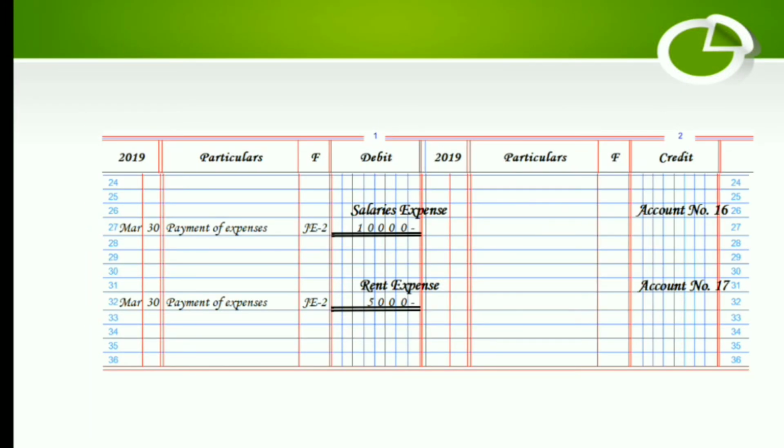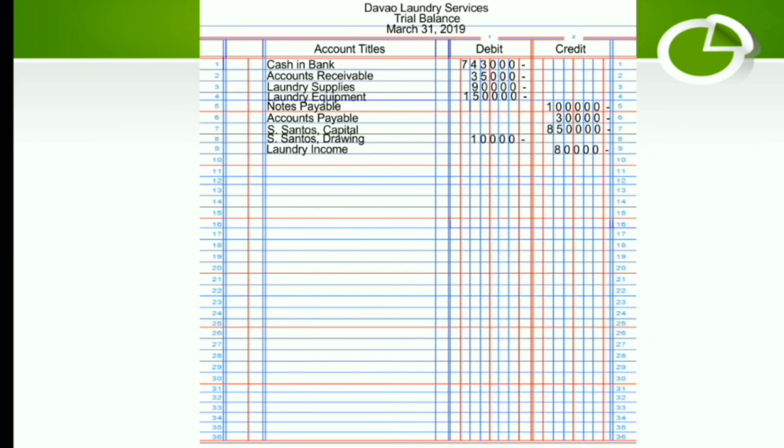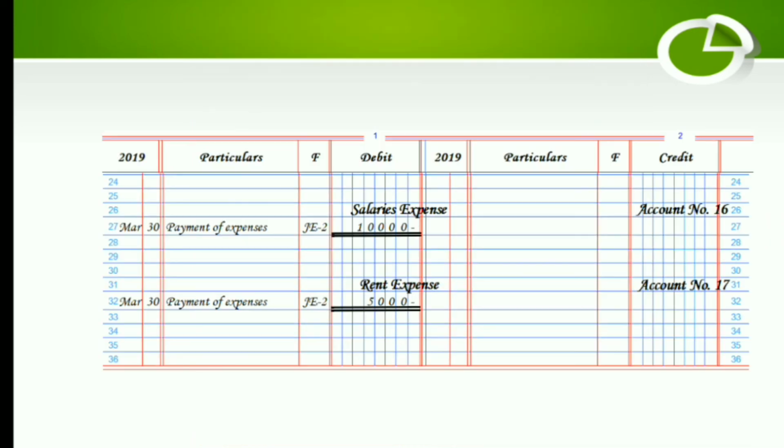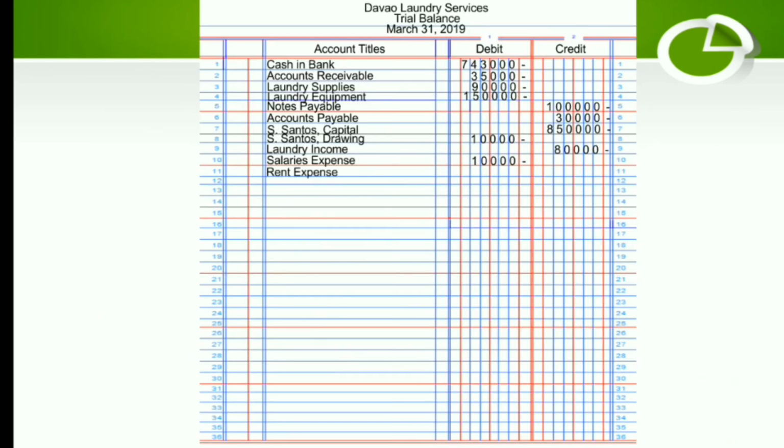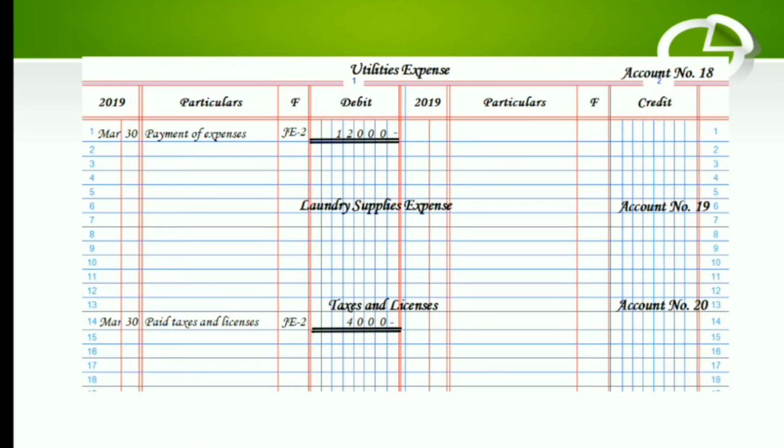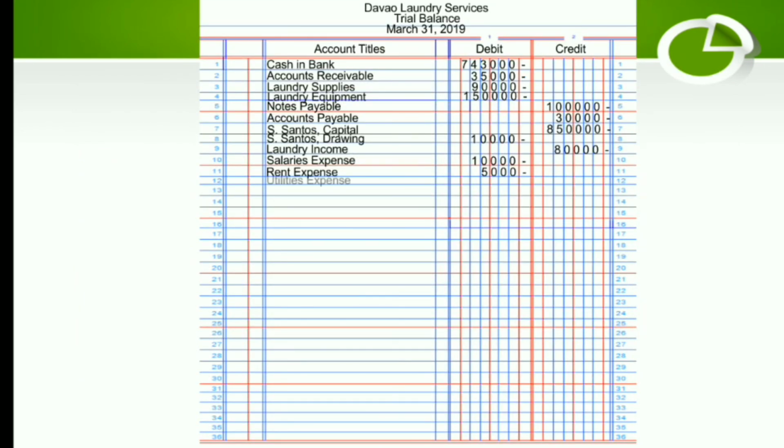And that is account number 16, salaries expense with a debit balance of 10,000 pesos. So, kopyahin natin siya sa trial balance. So, salaries expense at 10,000 debit. Account number 17 is rent expense with a debit balance of 5,000. So, let's copy this one in the trial balance. So, we have rent expense, 5,000 debit. Account number 18 is utilities expense and it has a debit balance of 12,000. So, kopyahan natin siya sa trial balance. So, we have utilities expense, 12,000 debit.